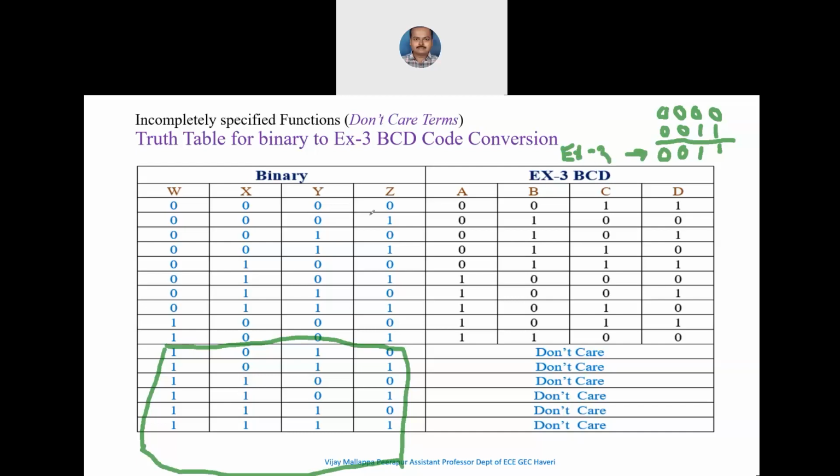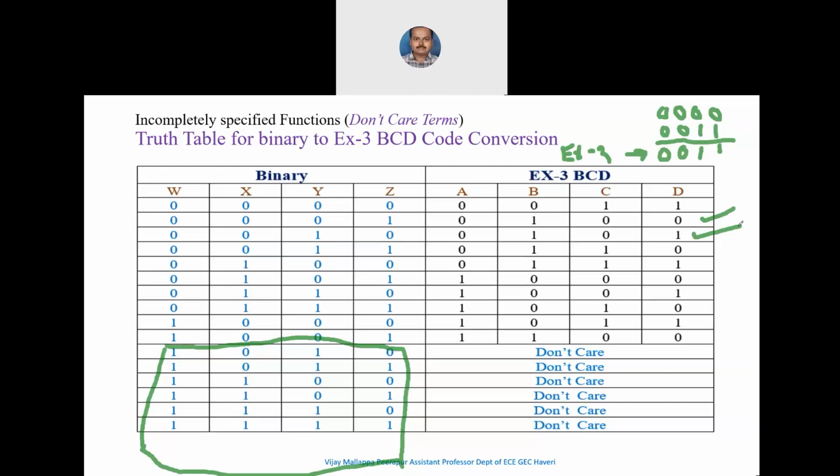So for 0, if I add 3, you get 0, 0, 1, 1. Similarly, for 1, if I add 3, what do you get? 1 plus 3 is 4. How do you write it? 0, 1, 0, 0. Right? Similarly, we have 0, 0, 1, 0. 2 plus 3 will be 5. How do you write 5? 0, 1, 0, 1. Right? This is the excess 3 equivalent for the binary numbers.